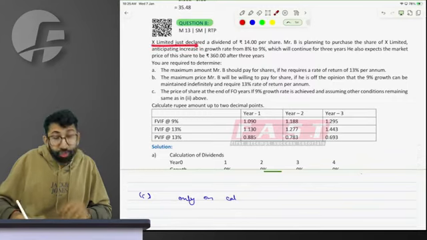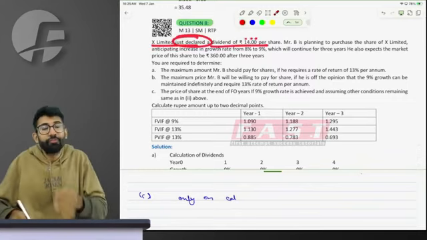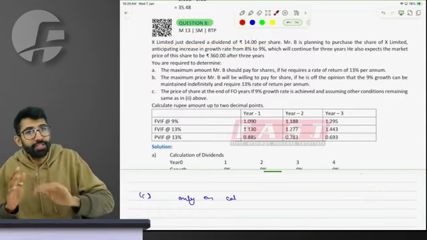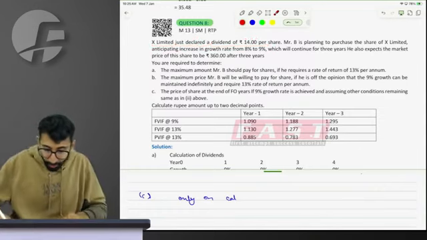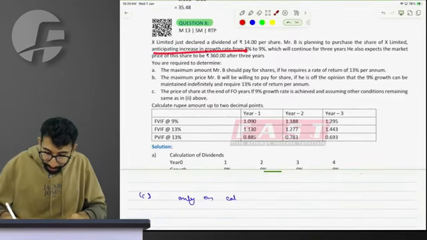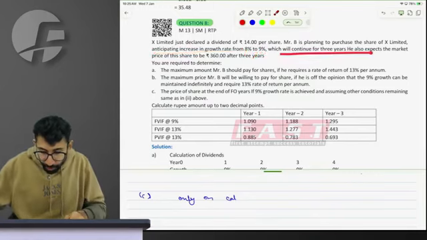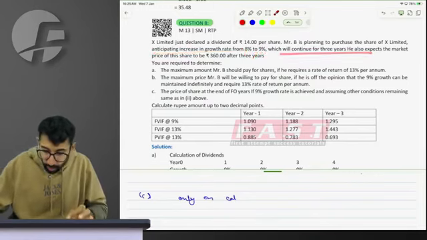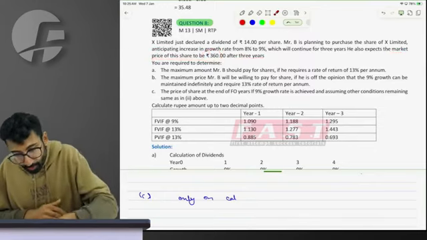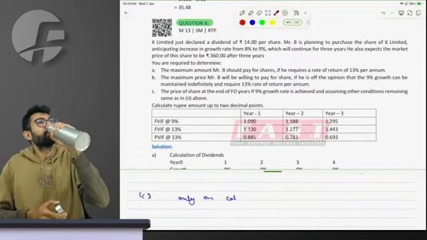X Limited just declared a dividend of rupee 14. Just declared obviously gives us the clarity of D0. There is no scope of assumption as to whether it is D0 or D1. It's clear, D0. Mr. B is planning to purchase the share. Fine. Anticipating increase in growth from 8 to 9. The growth will become 9, which will continue for 3 years. Fine. He also expects the market price of the share to be 360 after 3 years. Sir, what is happening? Let's try to understand. Just give me a minute.